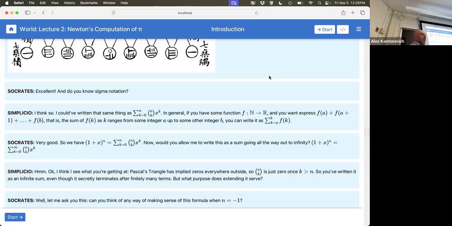Well, why would you do that? What purpose does that serve? And Socrates says, okay, let me ask you this. Can you think of any way of making sense of this formula when n is not 17, but -1? Can we make sense of this formula, that 1 plus x to the n is equal to this summation, when n is -1?